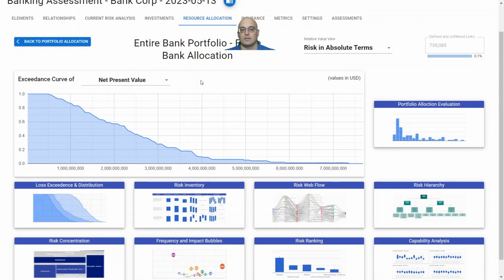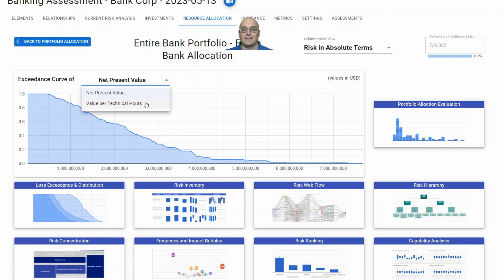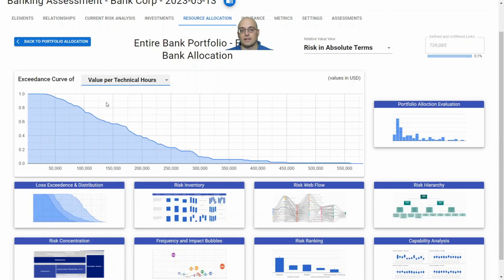Immediately, you can see another exceedance curve here, which really focuses on the net present value or the value per technical hours. It highlights, when funding this portfolio throughout the 10 years, what the overall risk mitigation benefit is and what the likelihood is that the risk mitigation benefit is going to exceed the cost by a certain amount. And from a value per technical hours perspective, what is the potential risk mitigation by technical hours that is required by the investments within the portfolio?